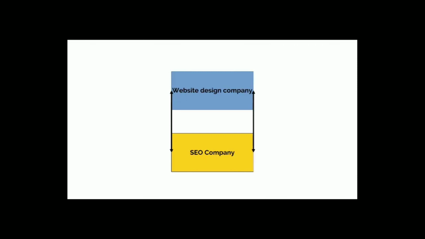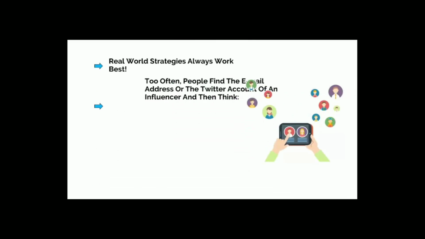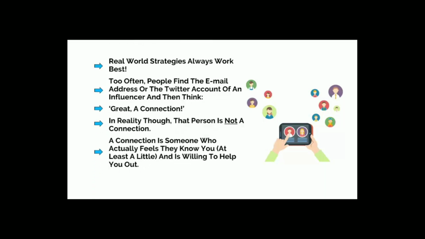Here's a quick tip for any kind of influencer marketing. Real-world strategies always work best. Too often people find the email address or the Twitter account of an influencer and think, great, a connection. In reality though, that person is not a connection. A connection is someone who actually feels that they know you, at least a little, and who is willing to help you out. You can accomplish this in 2 minutes if you meet someone in person, whereas it takes a lot longer to get to that level via emails. This is why networking events and trade shows are so valuable. Find the influencers, introduce yourself, and have a human chat.